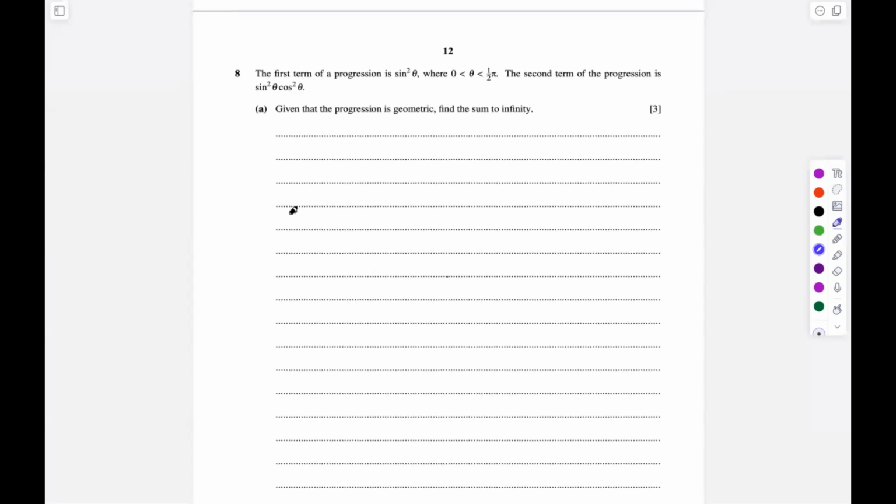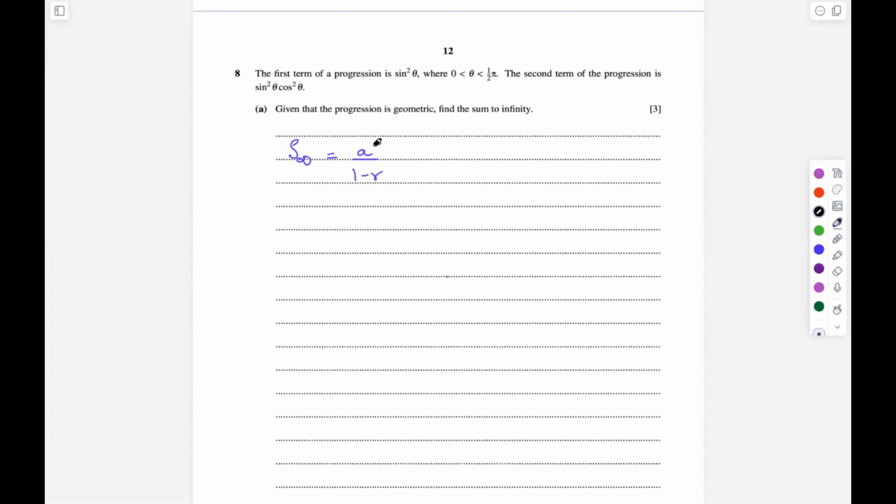In question 8, the first term of a progression is sine squared theta, where theta is greater than 0 and less than half pi. The second term of the progression is sine squared theta cos squared theta. In part A, it's given that the progression is geometric. We have to find the sum to infinity. Now, the formula for sum to infinity is given by a divided by 1 minus r, where a is the first term and r is the common ratio.